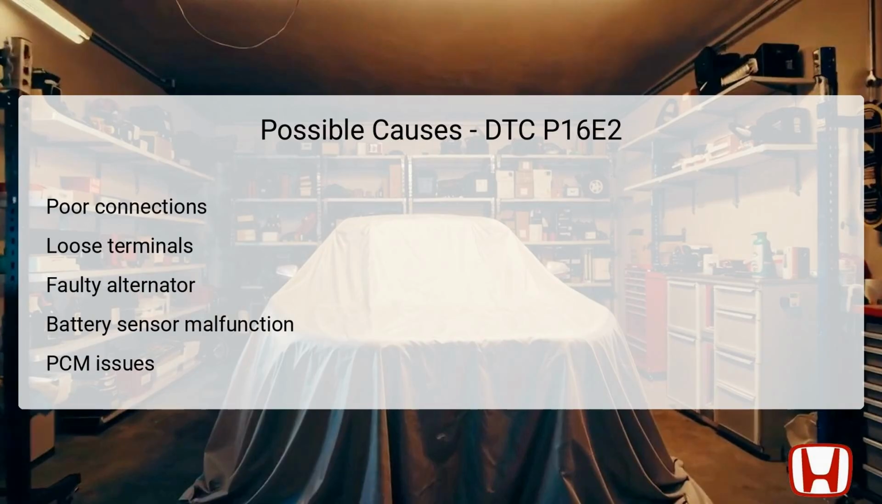Battery sensor malfunctions can misreport battery status, misleading the PCM and creating further issues. Lastly, the PCM may have software issues or hardware failures that directly affect its ability to communicate effectively with the alternator and the battery sensor. Each of these components should be scrutinized to isolate the root cause of the DTC.